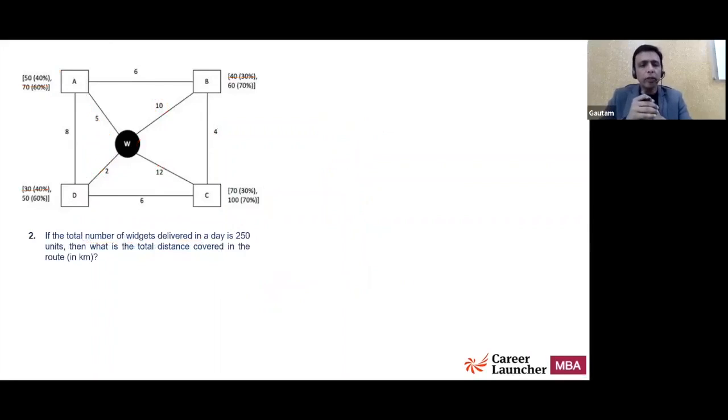Question 2 was talking about the total number of widgets delivered in a day being 250. Now we need to figure out how we could end up delivering 250 widgets. Now A had two options: either A can deliver 50 or 70. B, the supplier could have delivered either 40 or 60. C, the options are either 70 or 100. And D, you have to supply either 30 or 50.